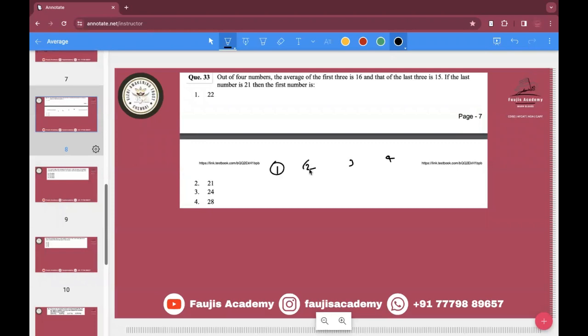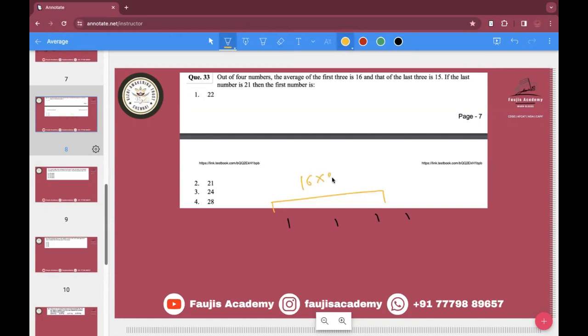This is an assumption, some random four numbers: 1, 2, 3, 4, like this. These are the four numbers. Any doubt, Avikar, up till here? No, sir. Cool. The average of the first 3 is 16.